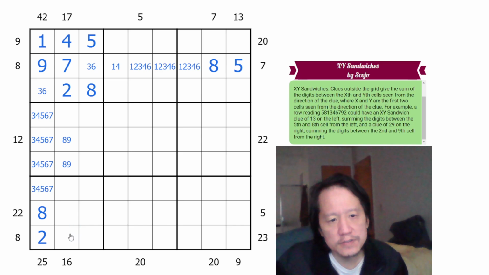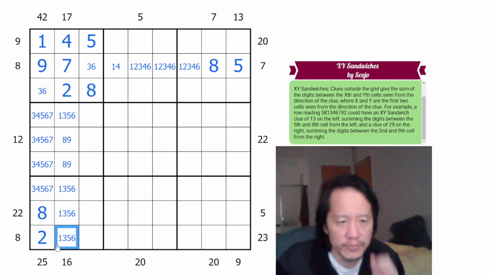If this is this, it could be, no, it can't be 6 and 9. 7, 8, and 9 are removed from here. So this is 1, 3, 5, or 6. This is 1, 3, 5, or 6. This can't be 2 and 1 because there's no digit between 2 and 1. Can't be 2 and 3 because there's no digit between 2 and 3. So this is 5 or 6.